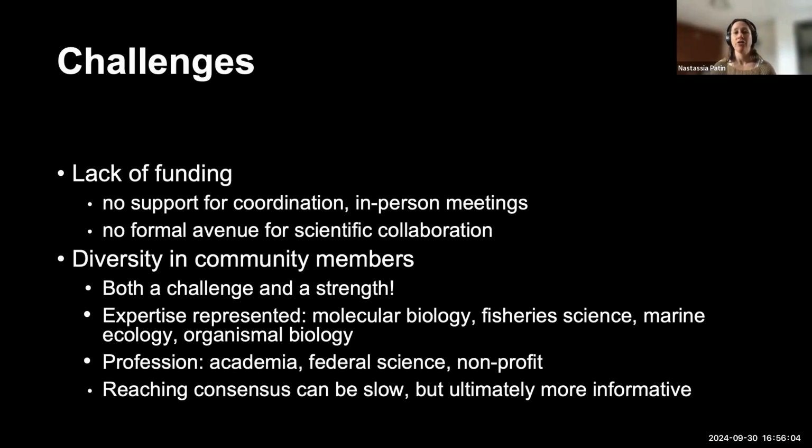And then both a challenge and a strength, I would say, is the diversity in our community members. And I mean that in a number of different ways. We have scientists that span a real range of expertise. So everything from molecular biology to fisheries science to marine ecology, cellular and organismal biology. These are all members of West Coast OBON, and they provide an incredible foundation for a holistic science, and make sure that we're all working in accordance with field-specific best practices. But they also span a range of professional fields. So we have academics, federal scientists, nonprofit scientists.